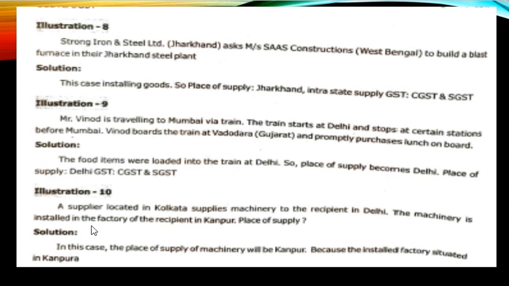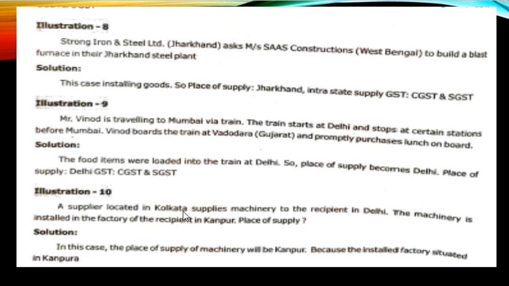Then under illustration 10, a supplier located in Kolkata supplies machinery to the recipient in Delhi. The machinery is installed in the factory of the recipient in Kanpur. Which is the place of supply? So I've already explained installation. When it comes to installation or assembly, the place at which exactly the service is made would be considered. Installation made will be considered as the place of supply.